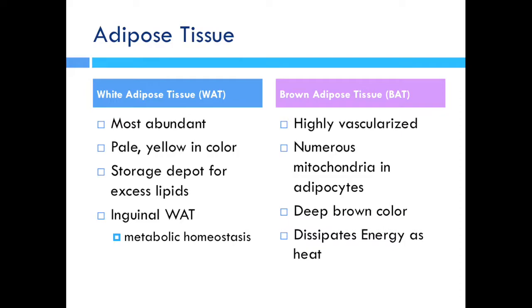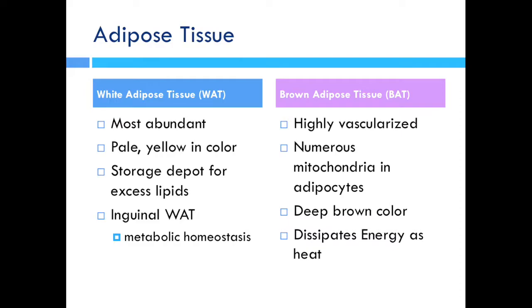White adipose tissue is most abundant in the adult body and is pale and yellow in color. It serves as a storage depot for excess lipids and has many different locations around the body in which these depots are located. Based on their location, they can have different functions. Today we're going to be looking at inguinal white adipose tissue, which is located in the dorsolateral region to the gluteal region, also known as the groin area. It plays an important role in metabolic homeostasis.